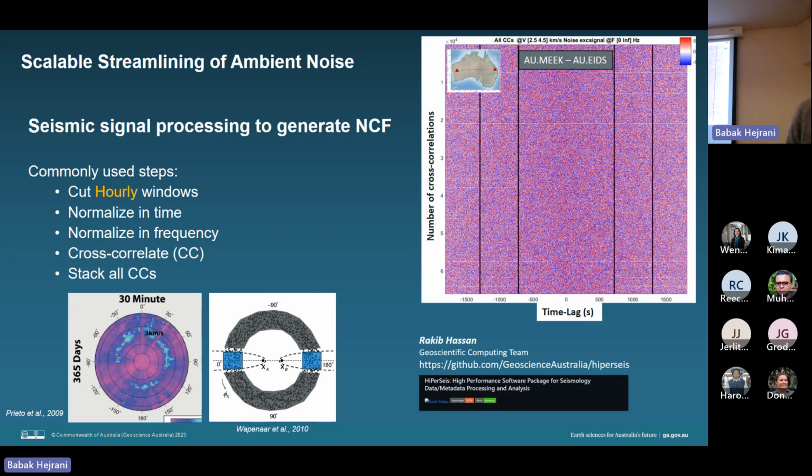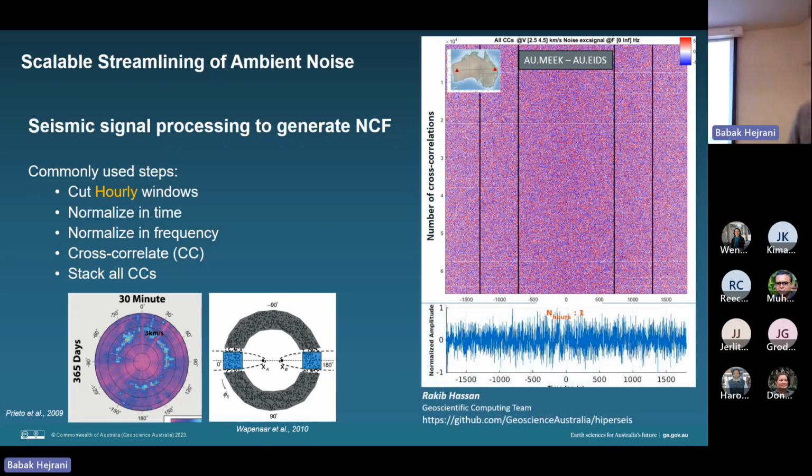But what I would like to show you is that when you stack these hourly cross-correlations that contain all this background noise information, you will see how the signal rises.